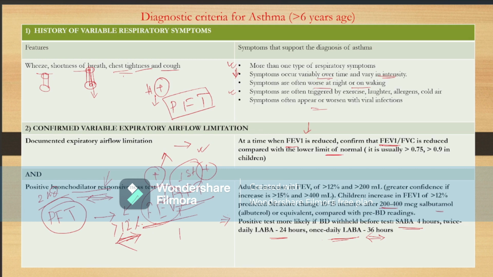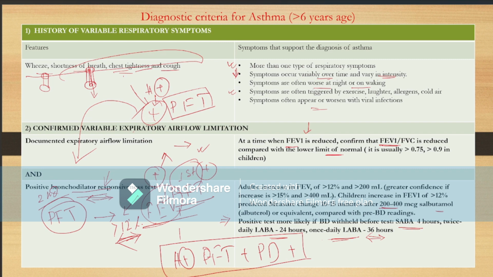So to diagnose whether a patient has asthma or not, we first take the history and see if the patient has any one of the four respiratory symptoms. Then we go for the pulmonary function test. If the pulmonary function test is positive, then we go for the bronchodilator responsiveness test. If all three are positive, that means history is positive, PFT is positive, and the bronchodilator responsiveness test is positive, then we call the patient as having asthma.